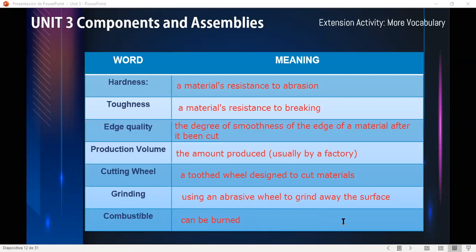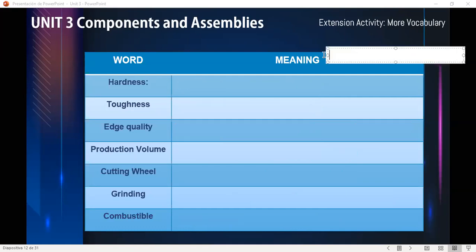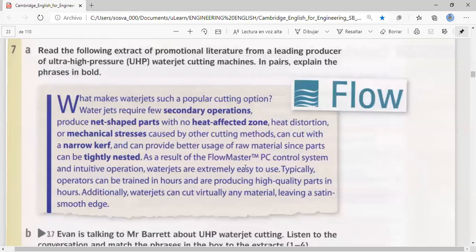We always use that kind of words when I describe any characteristics or products with different materials. Now, may I erase this one? It's okay. Now let's go back to the book.